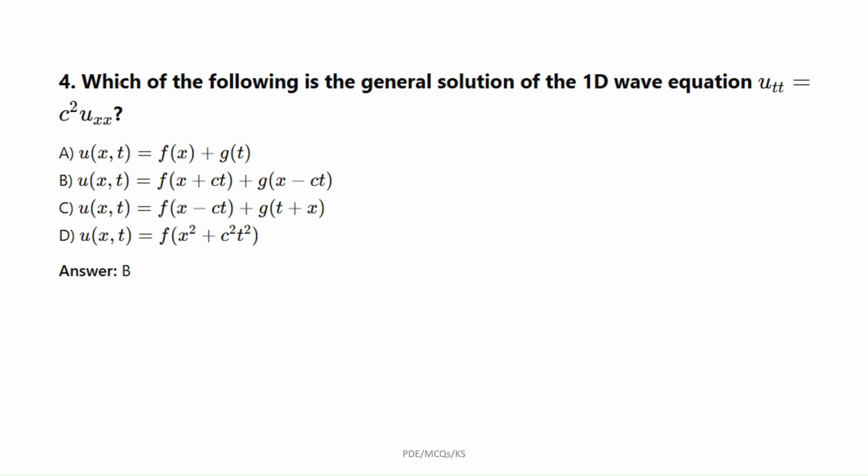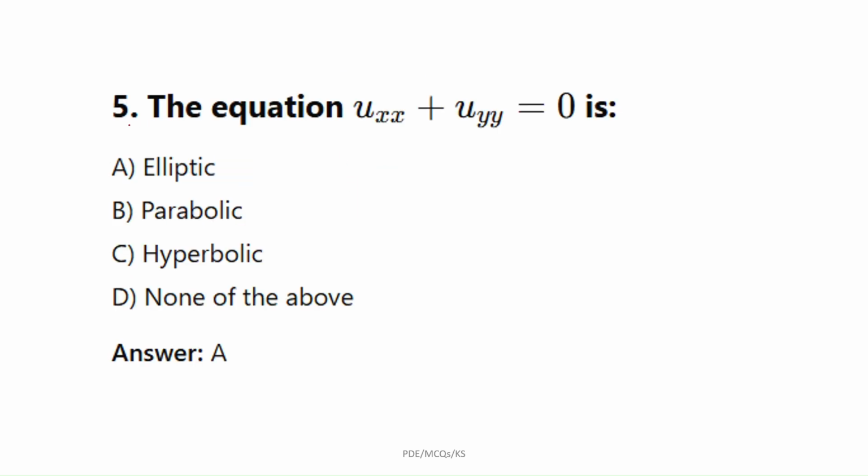Question number 4. Which of the following is the general solution of the one-dimensional wave equation utt equal c square uxx? Out of these 4 options, option B is the correct answer. Question number 5. The equation uxx plus uyy equals 0 is elliptic, parabolic, hyperbolic, none of the above. Option A is the correct answer.